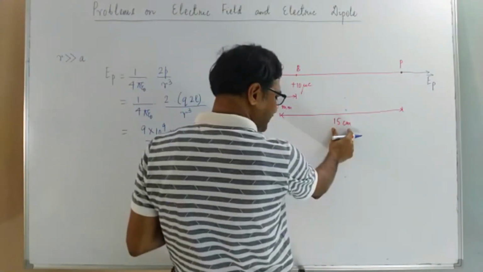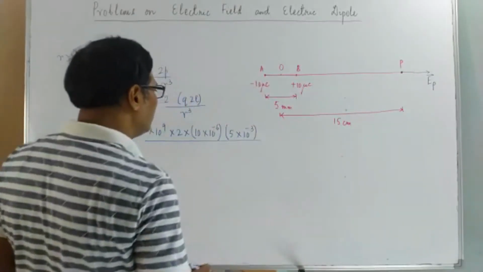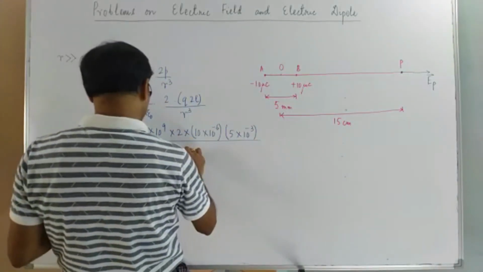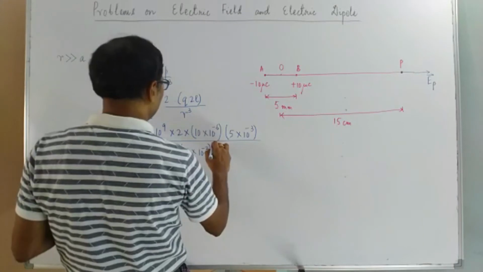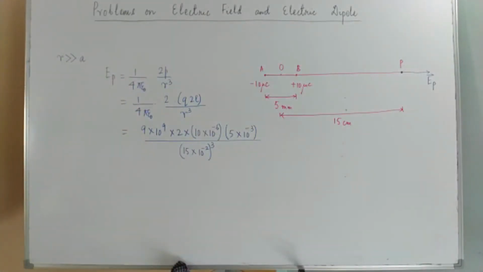R is equal to 15 centimeters. Again I need to consider meter. So I have 15 into 10 to the power minus 2 meter whole cube. Value of EP can be calculated from this. 9 into 10 to the power 9 into 2 into 10 into 10 to the power minus 6 as Q, then 5 into 10 to the power minus 3 as twice L divided by 15 into 10 to the power minus 2 whole cube.